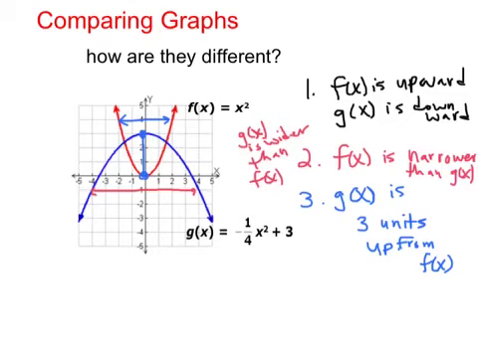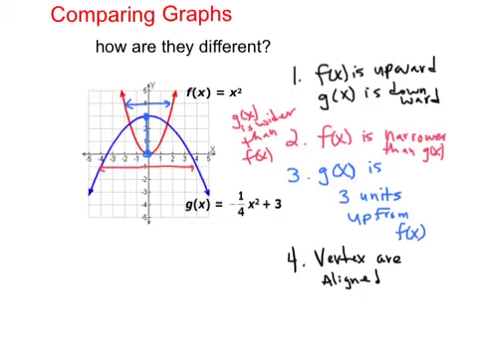And then the fourth thing that we can look at is, okay, is the axis of symmetry the same? Well, since the vertexes are aligned, we know that the axis of symmetry is the same.